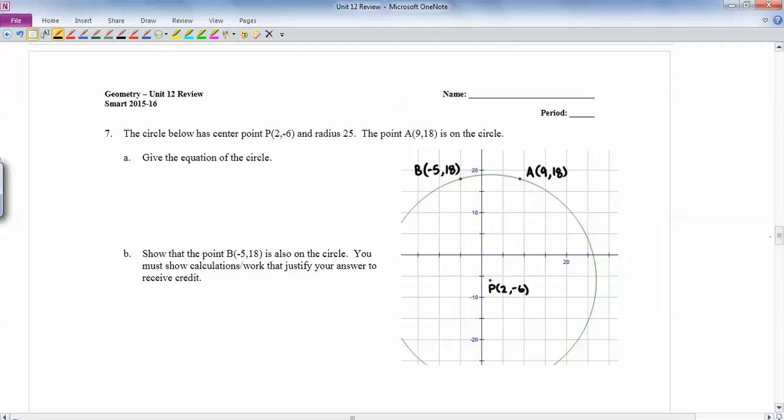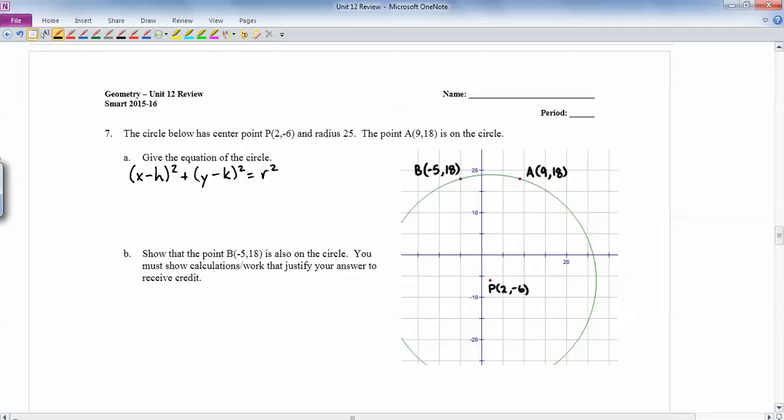Okay, so let's take a look at number 7 from the Unit 12 review. First thing, we've got a circle. Center point is P, (2, -6). And we know that A, (9, 18), is on the circle for sure. So we need the equation of the circle. Well, that's going to be (x - h)² + (y - k)² = r².